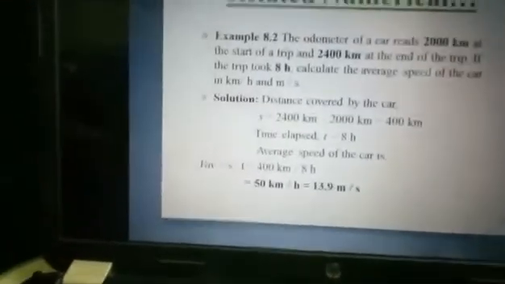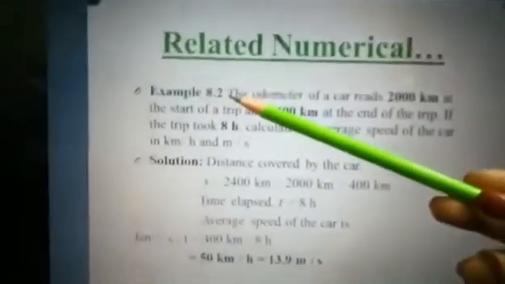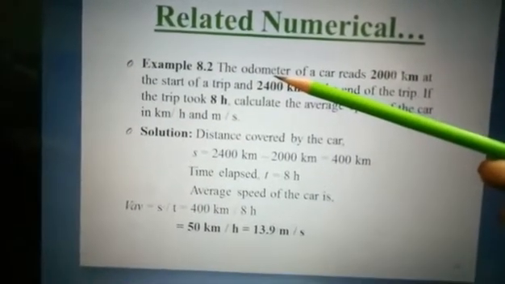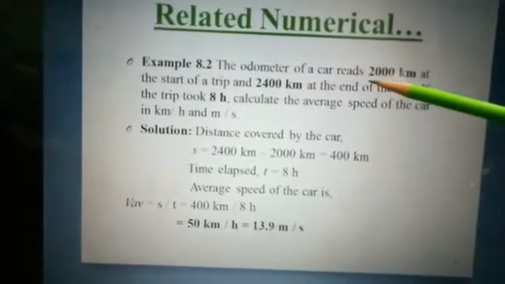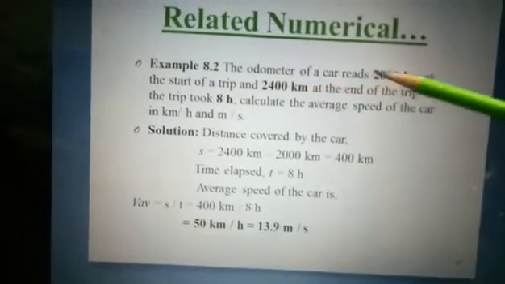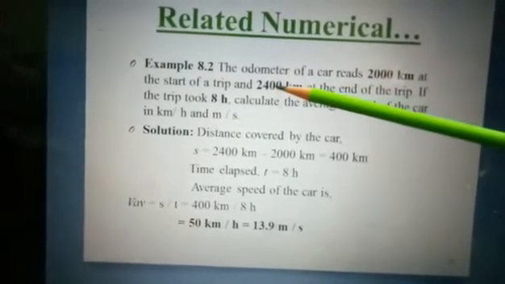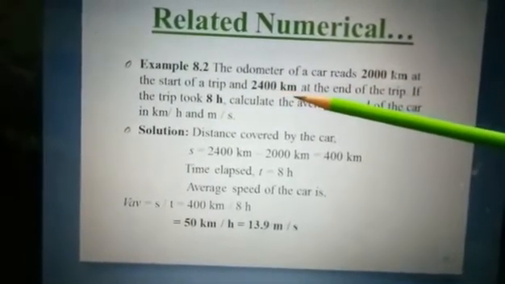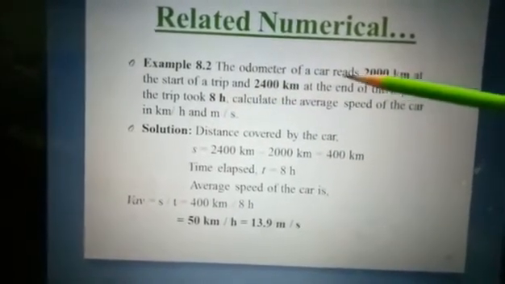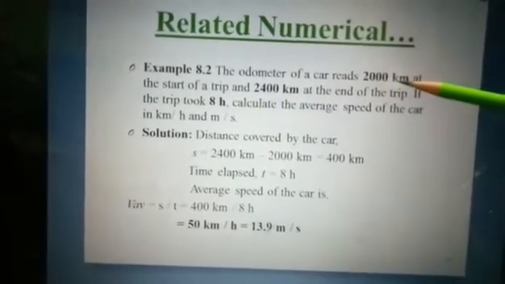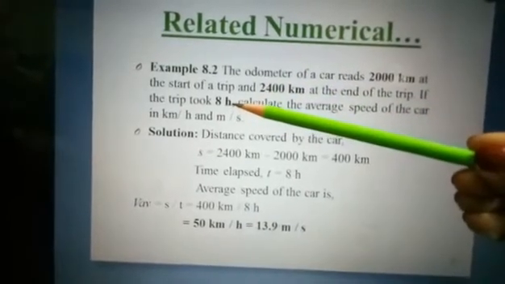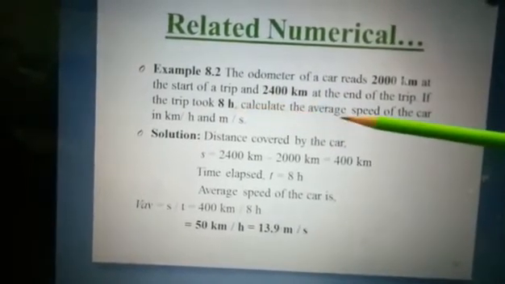Then the related numerical is from example 8.2 of your textbook. Odometer means an instrument which measures distance. So the odometer of a car reads 2000 kilometer at the start of the trip. So the earlier reading is this one, and after that it is 2400 kilometer at the end. If the trip took 8 hours, so here we have 3 numbers. Kilometer represents distance, it is also representing distance, and hour is the representation of time. So here we calculate the average speed.